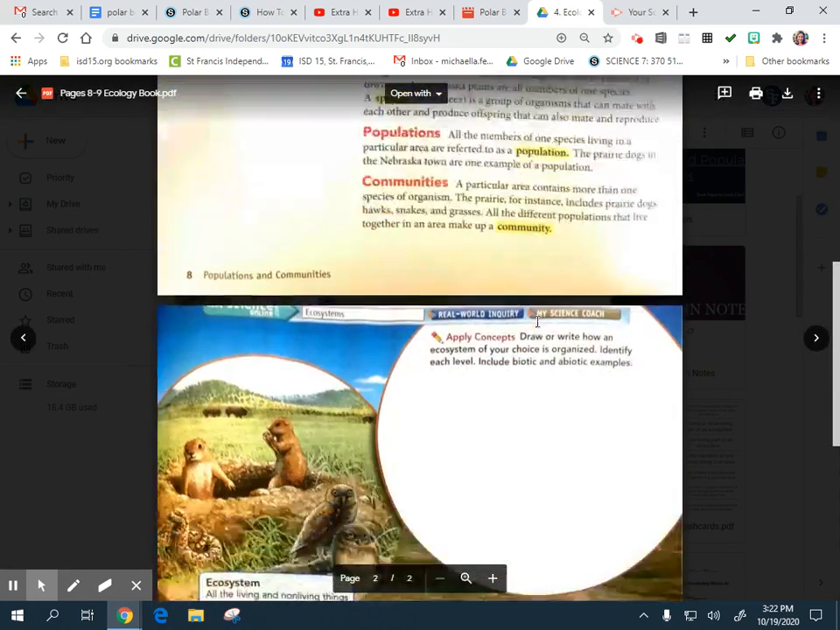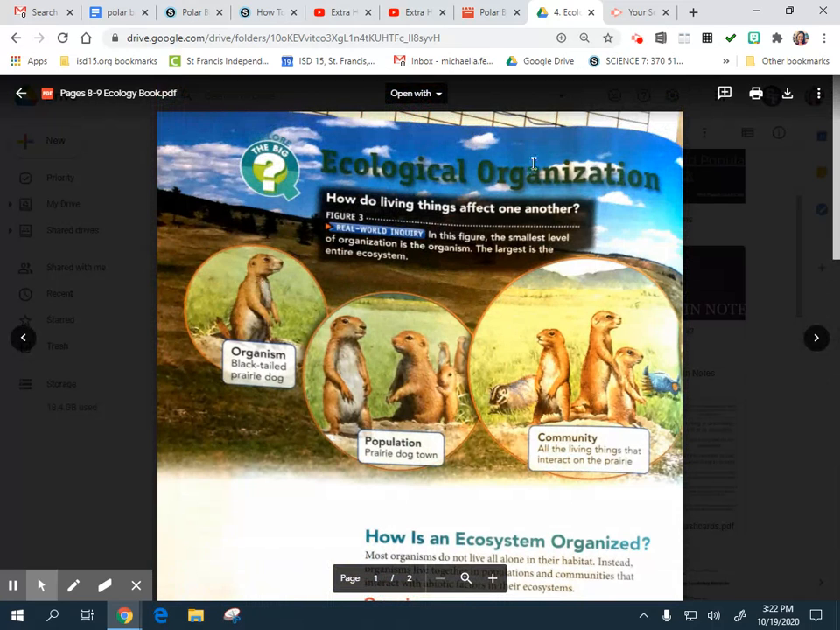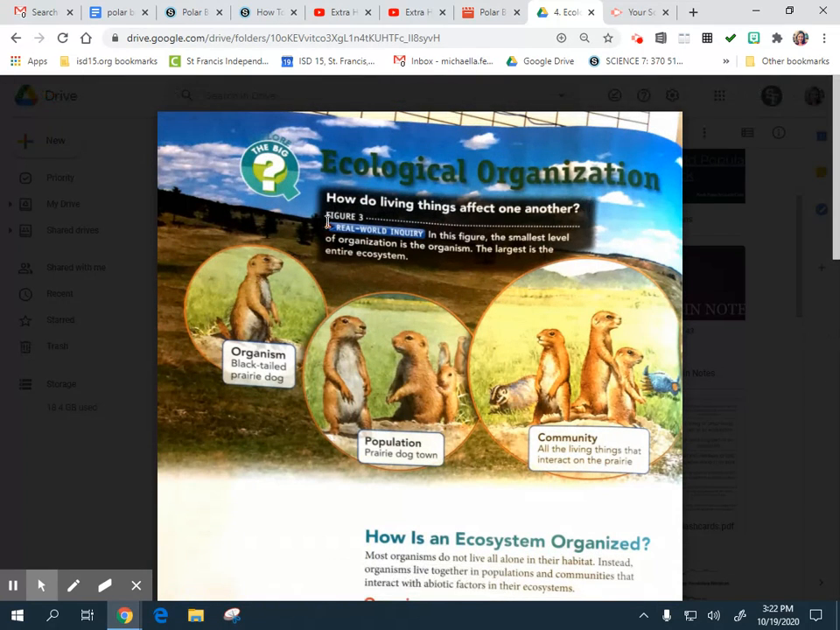So starting here on page 8, I'm just going to read it. So we have ecological organization. How do living things affect one another? Figure 3, real world inquiry. In this figure, the smallest level of organization is the organism. The largest is the entire ecosystem. So we have one individual organism, which would be a black-tailed prairie dog. We have a population, which would be a prairie dog town. And we have a community, all the living things that interact on the prairie.